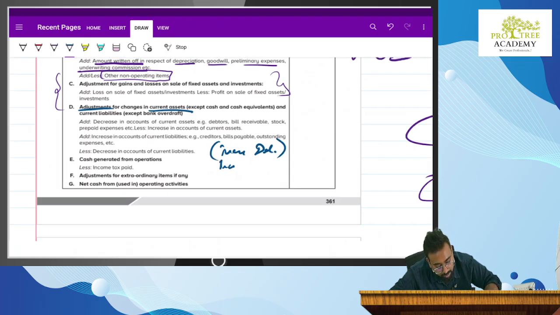Increase in bills receivable, not happy, sir. Decrease in bills receivable, decrease in debtors.